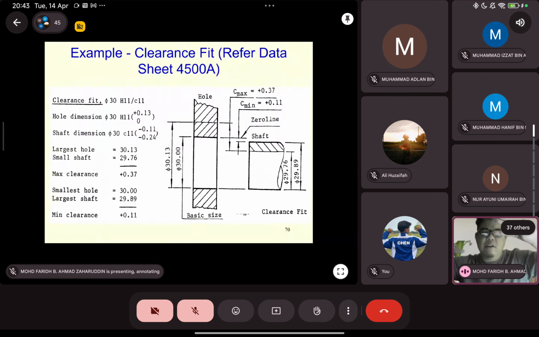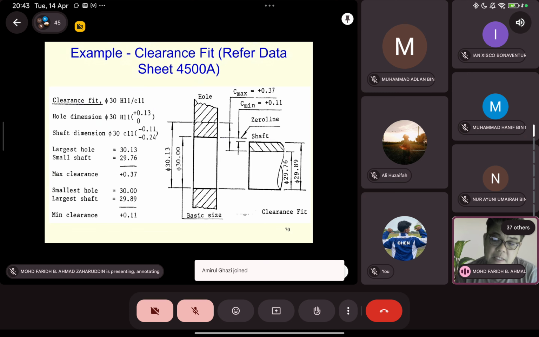But if let's say it goes this way, what you can see is that the minimum size of shaft is always bigger than the maximum size of hole. In this situation, it will be an interference feed. If let's say the position of the maximum and minimum size of shaft is this way and this way, it will be a transition. Okay, so in front of you, you can see this is a clearance feed.